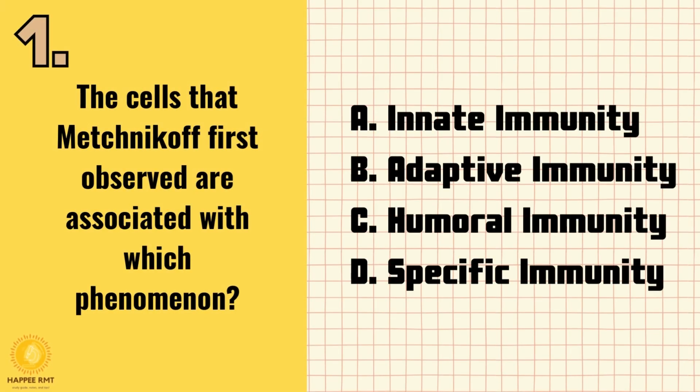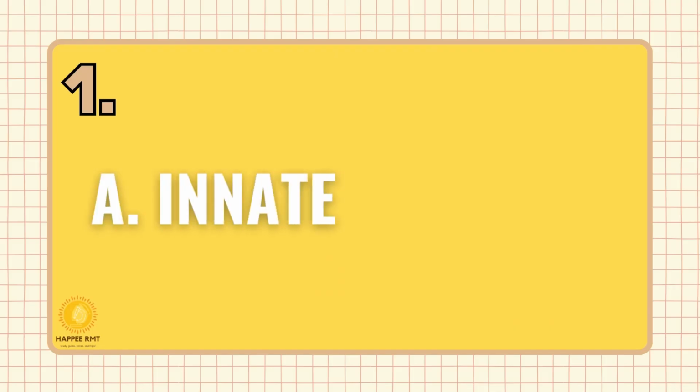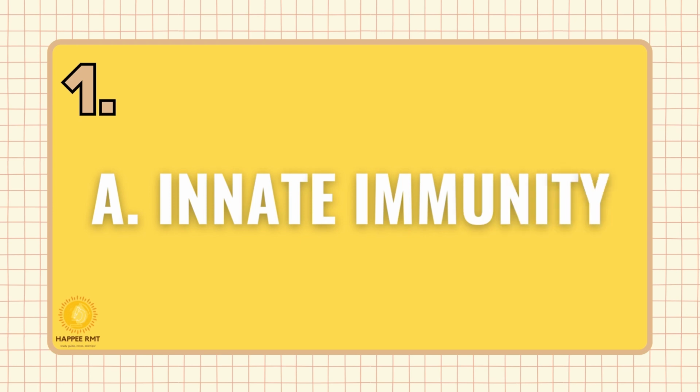Number 1. The cells that Medtech first observed are associated with which phenomenon? A. Innate immunity, B. Adaptive immunity, C. Humoral immunity, or D. Specific immunity. Time's up. Answer is A. Innate immunity.